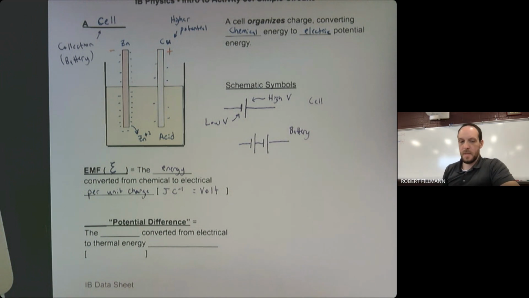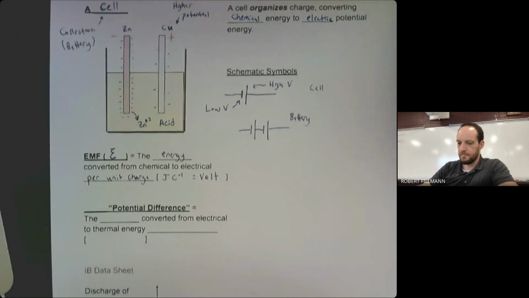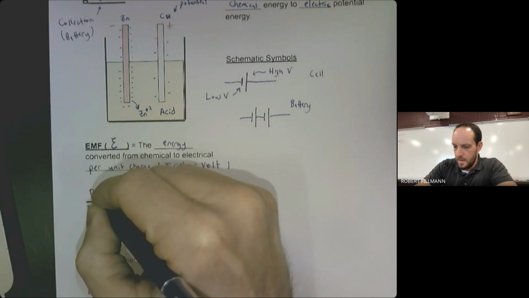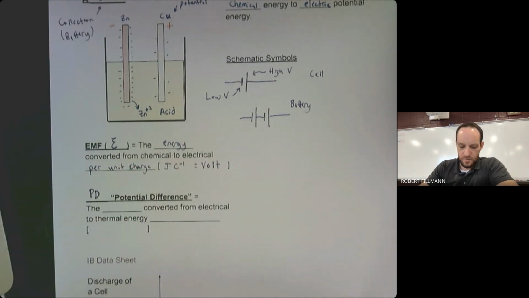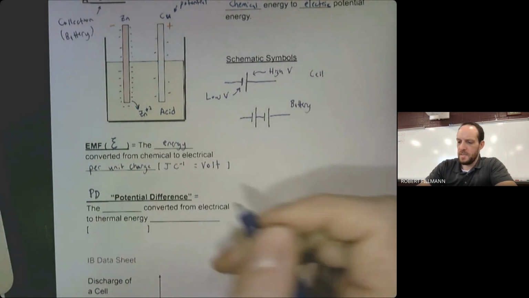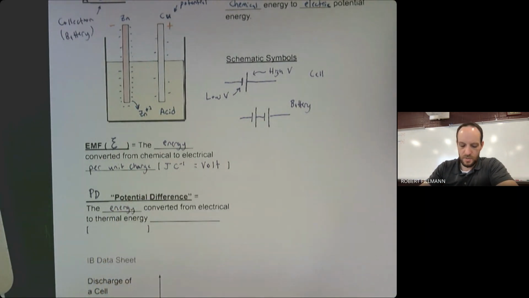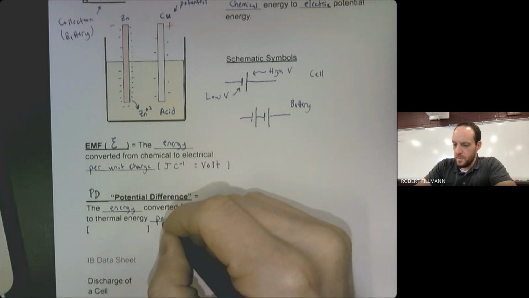Now, we have to distinguish between EMF and something called the potential difference. Sometimes this is just abbreviated PD. Potential difference is also a voltage. But a potential difference is defined to be the energy converted from electrical to thermal energy per unit charge.